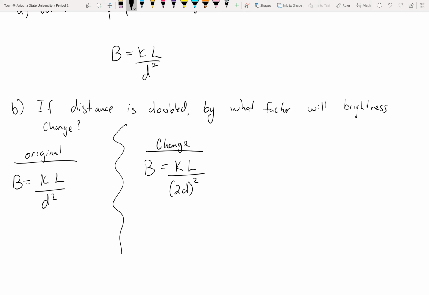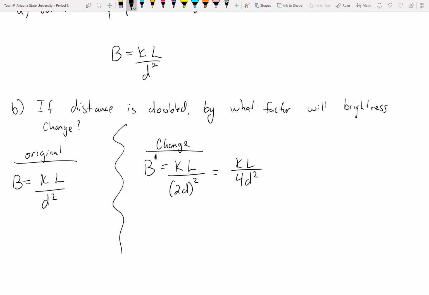All right, so that equals, and I'm going to put a prime here, B prime, just to say that it's different, because you might get confused with this B and this B. So I'm going to use a prime up here to indicate that it's different. So that's KL over, what's 2D squared? 2D times 2D is 4D squared.